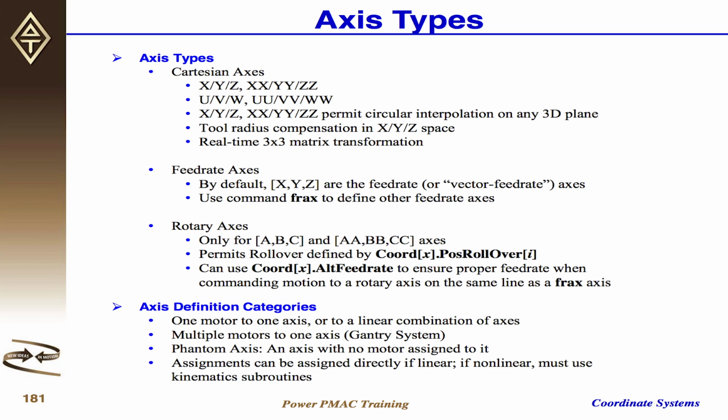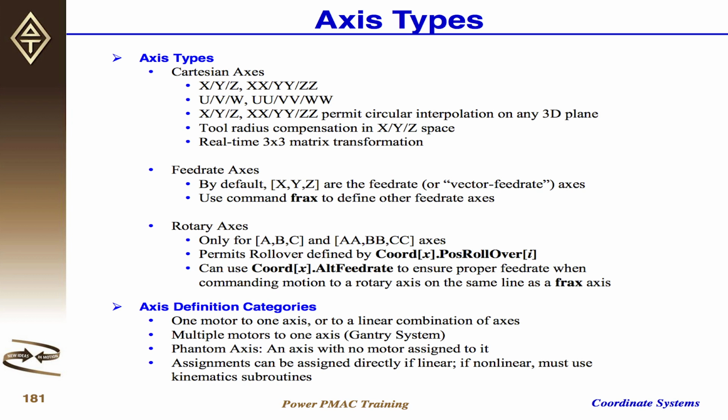On the other hand, in addition to Cartesian, we have rotary axes, which are ABC, AA, BB, CC. Those ones are special in that because it knows those are rotary, you can have them roll over. You can say that I want my A axis to just roll over when it gets to 360 degrees and go back to 0. So if you set coord.rollover, that sets the position at which that one will roll over and restart at 0.